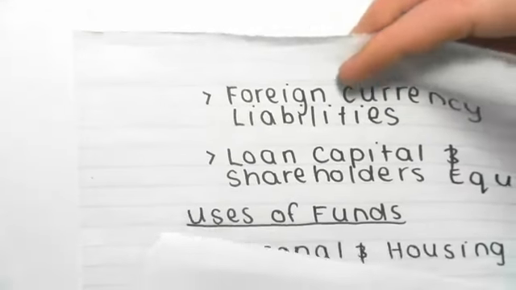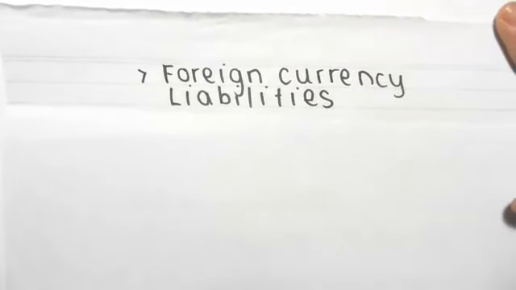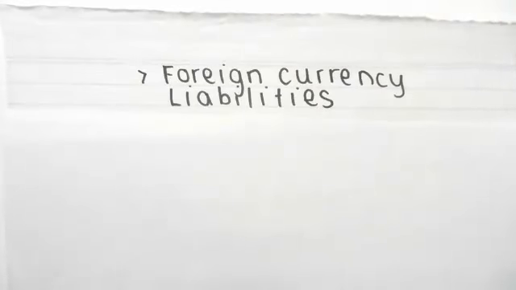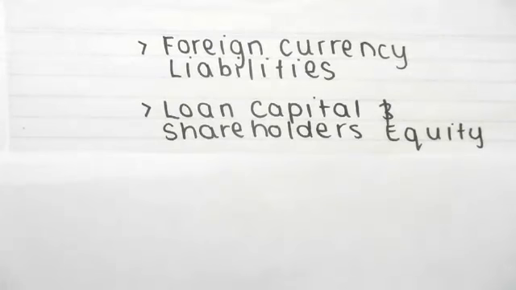There's also some other types of sources of funds, and these include foreign currency liabilities, which are high value liabilities, somewhere between 500 million and a billion, with 3 to 6 month duration in foreign currency. There's loan capital and shareholders' equity. So these can include any hybrids or just normal ordinary shares.